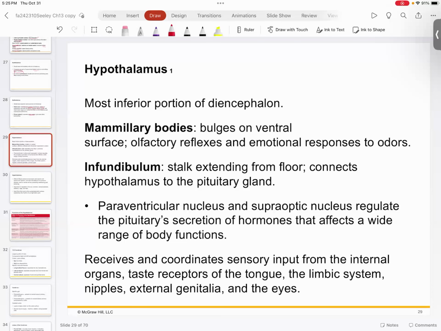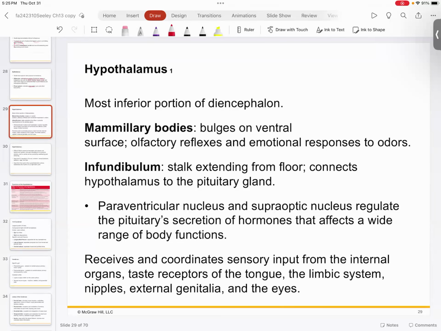So the next section is going to be the hypothalamus.